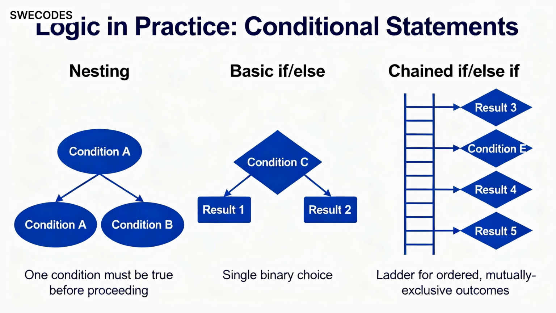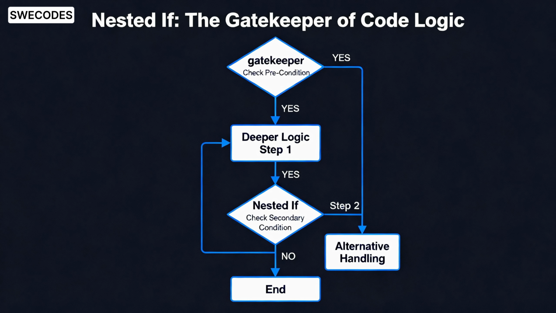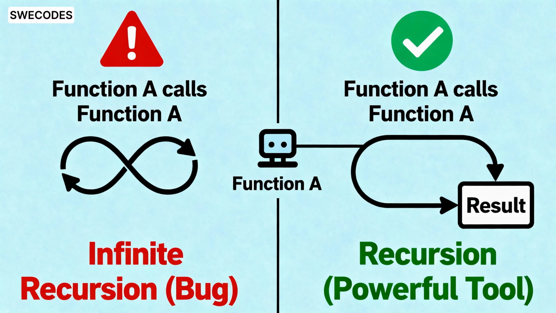So, to build clean, professional logic, basic if/else is for a single binary choice. Chained if/else if is a ladder for multiple, ordered, mutually exclusive outcomes. Nested if is a gatekeeper for checking a precondition before running deeper logic. Understanding this control flow is the first step to writing code that is not just functional, but elegant, efficient, and maintainable. This is one of the most common program crashing bugs.